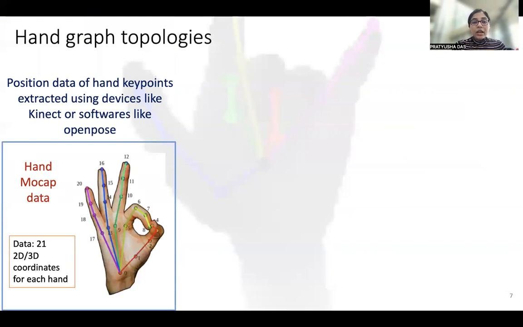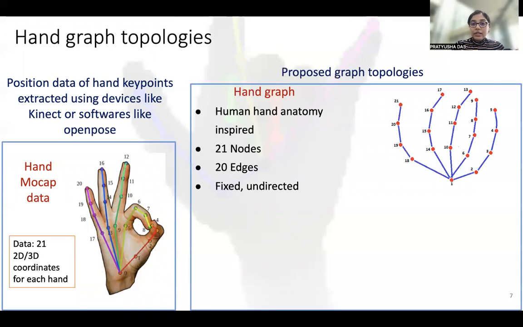Given this position data of hand key points from OpenPose or devices like Kinect, which basically gives you 21 2D or 3D coordinates of each hand, we can design graphs like this one. This is our first proposed hand graph. It is inspired by human hand anatomy, and it has 21 nodes, and it is fixed and undirected.